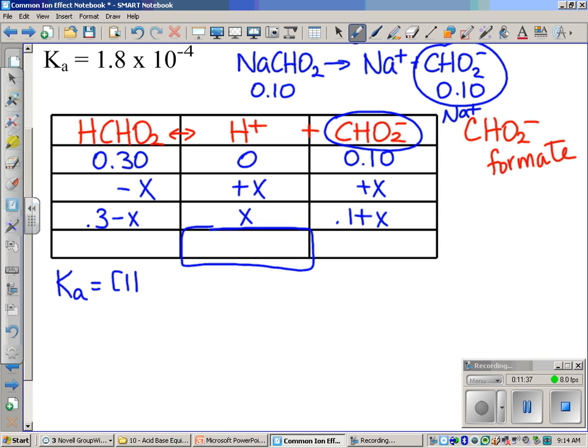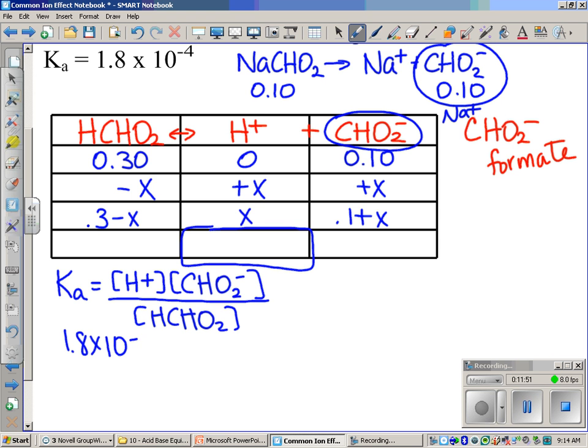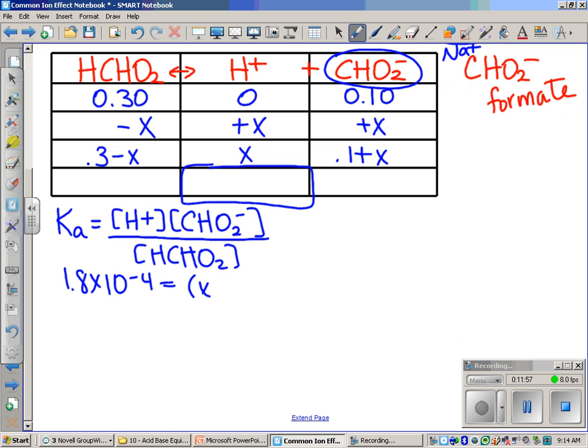Now they also have given us in the problem the Ka value. So I'm going to write Ka equals the concentration of H+ times concentration of CHO2 minus, all over the concentration of HCHO2. My Ka was 1.8 times 10 to the -4th. Okay, so we're going to use our trick on this one. We're going to call this x. This is going to be 0.1 plus x. And then over here is going to be 0.3 minus x.